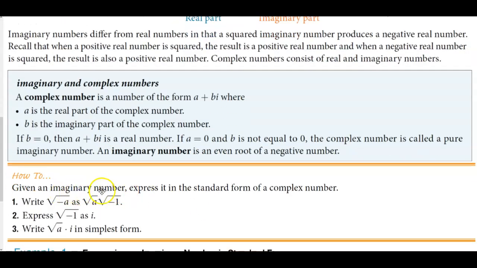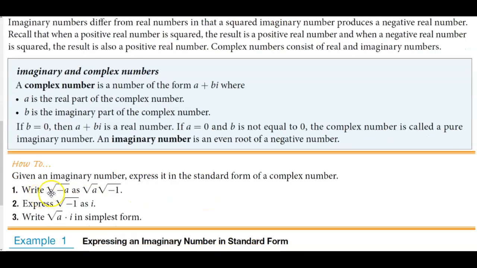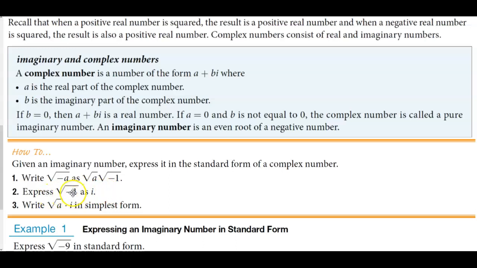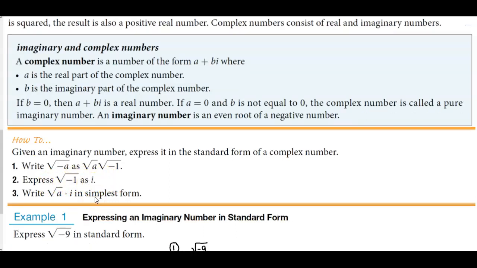Now, if we're given an imaginary number, we want to express it in the standard form of a complex number. We're going to first write the square root of negative a as the square root of a times the square root of negative 1. Then we're going to express the square root of negative 1 as the letter i. And then we're going to write the square root of a times i in its simplest form.